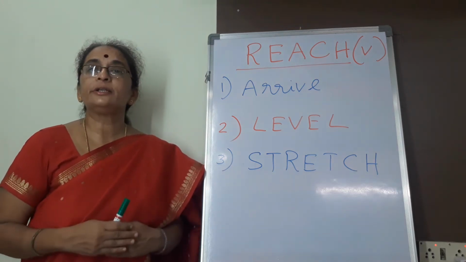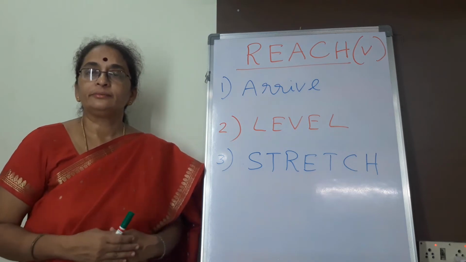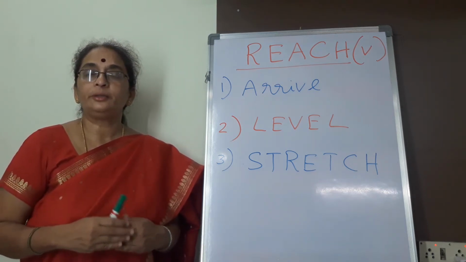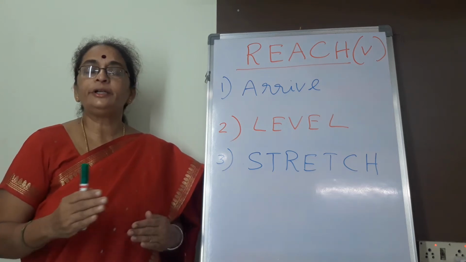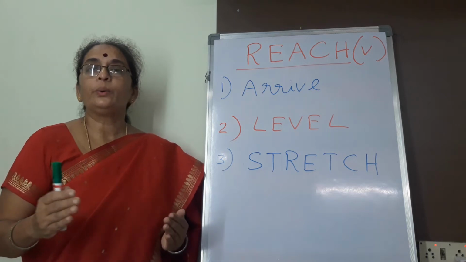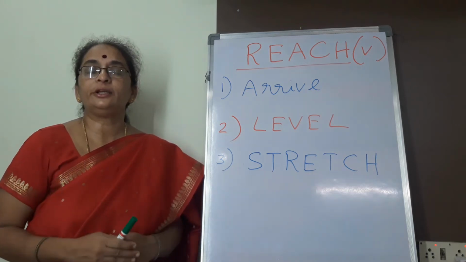My mother has reached 80. My mother has reached her 80. What does it mean? It means my mother has completed 79 years. She is now in her ripe age of 80 years.